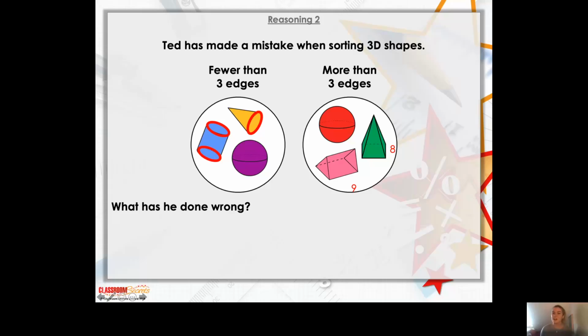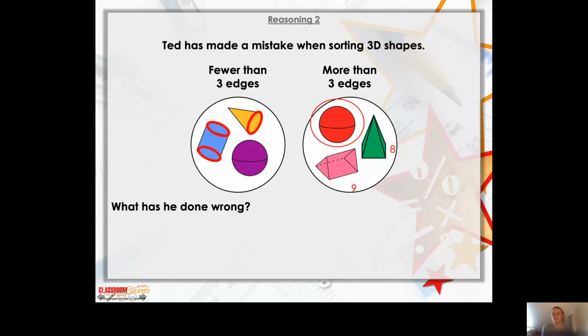Because a sphere has no edges. So the sphere should be with the other sphere in the fewer than 3 edges. So there is the mistake that Ted has made. So Ted needs to move that sphere into the fewer than 3 edges group. So well done if you spotted that.